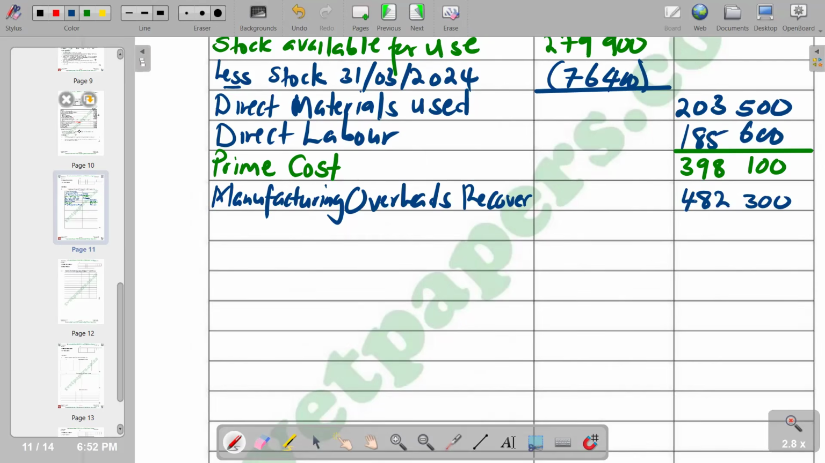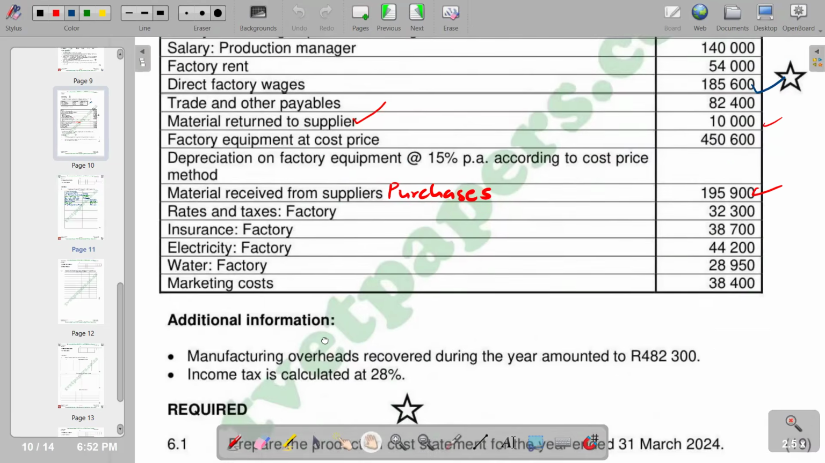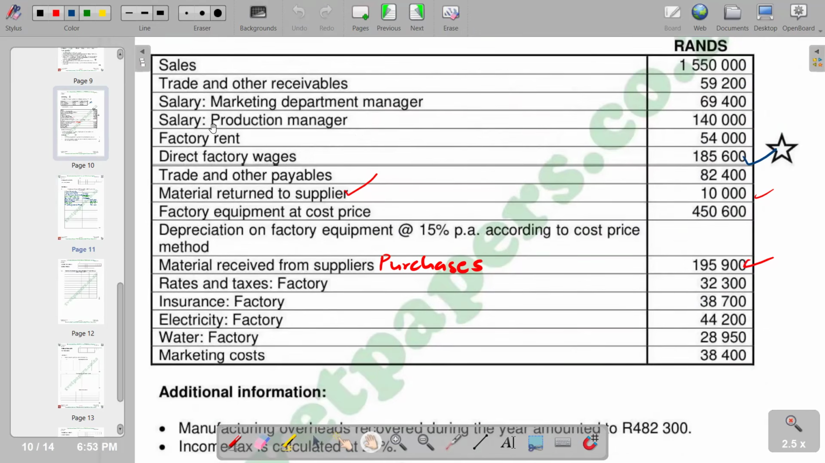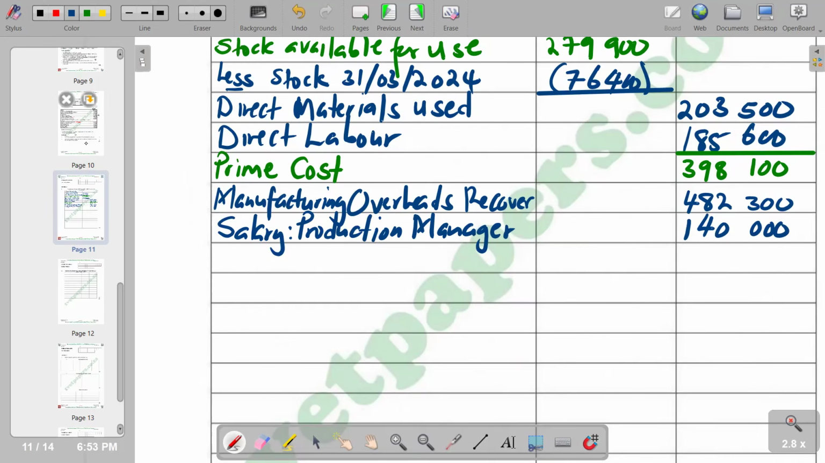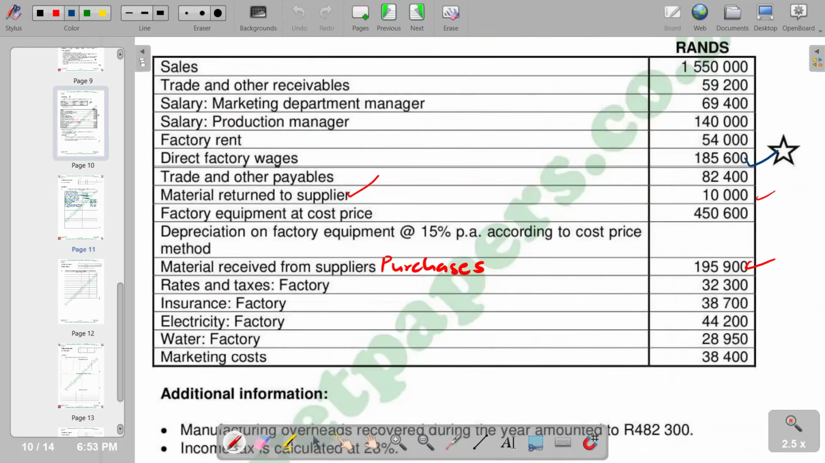So with that, we check which ones we have. If you go to the question, we see that we have the salary of the production manager, which is part of overheads. We have 140,000. So we are saying salary, production manager, 140,000. The next, what do we have? We have factory rent. It's also part of that. We have an amount of 54,000.